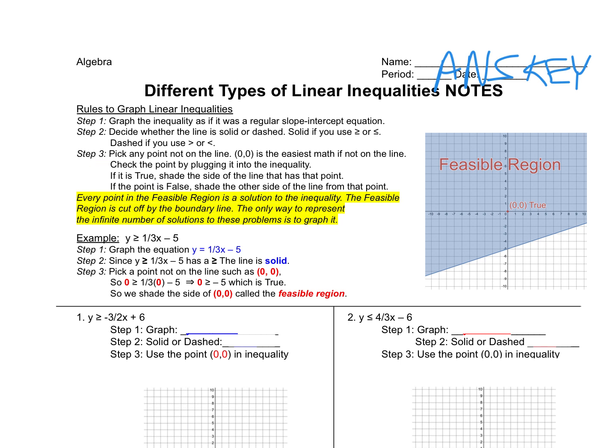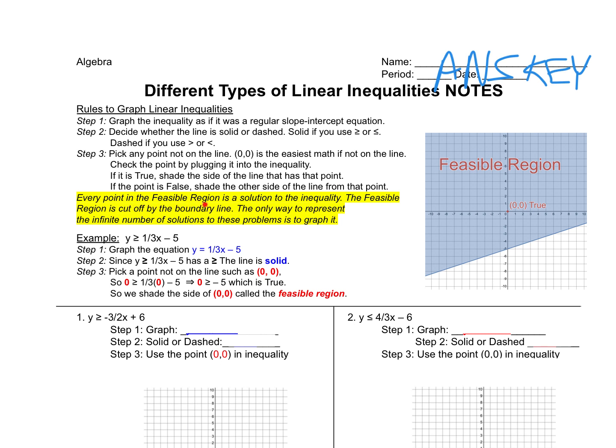Step 3. We can then pick a point not on the line. 0, 0 is the easiest math if it's not on the line. Otherwise, you'd have to pick a different point. You can really pick any point. And you're either going to shade above the line or below the line. We're going to check that point by plugging it into the inequality. If it's true, we shade the side of the line that has that point. If it's false, we shade the other side of the line.